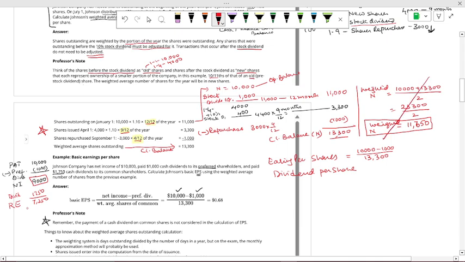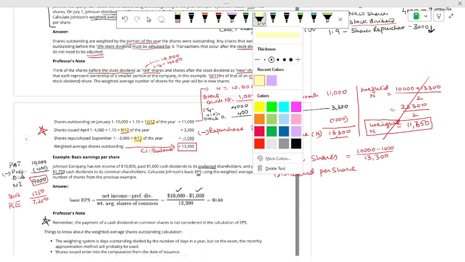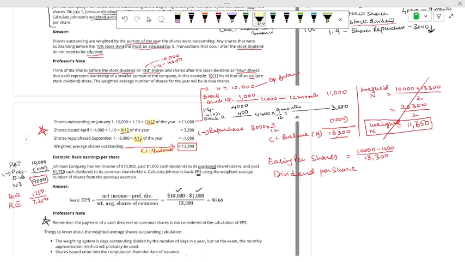Usually when we say weighted, it means opening plus closing. But here, what have they taken? They have taken the weighted average number of shares as nothing but the closing balance. Keep it in mind, remember this. Closing balance, weighted average is nothing but the weighted average in terms of proportion with respect to the months.